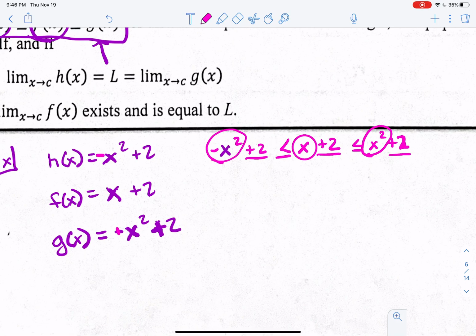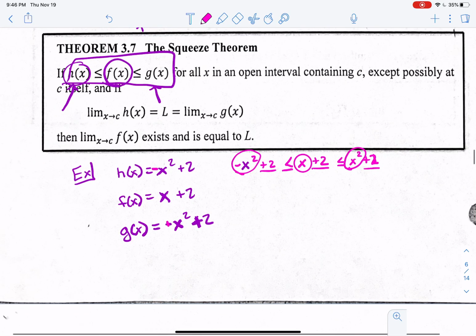Okay, now exclude the fact that we are like, never mind. I'm not even going to get into that. Okay. So negative x squared is smaller than x, which is smaller than x squared. That's the way I'm going to write that in that order.